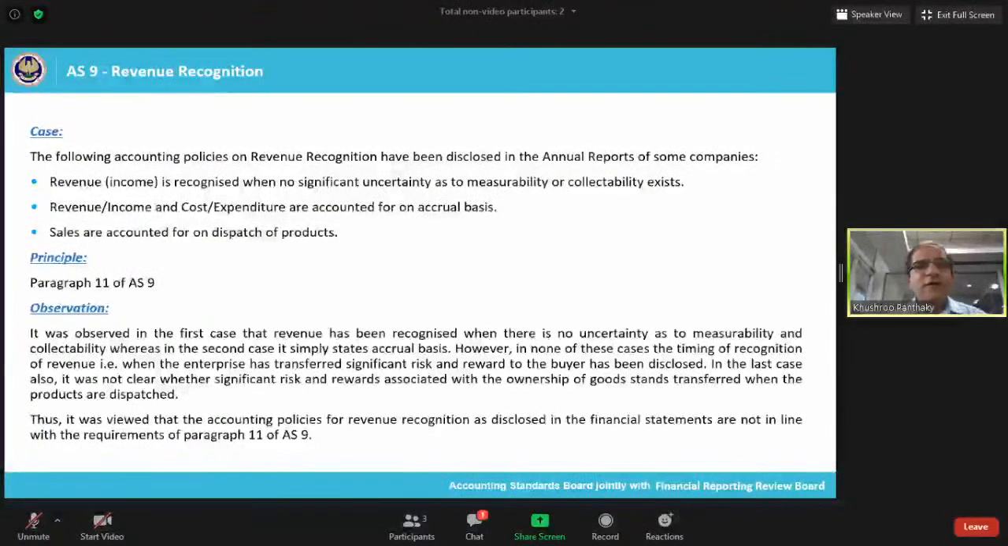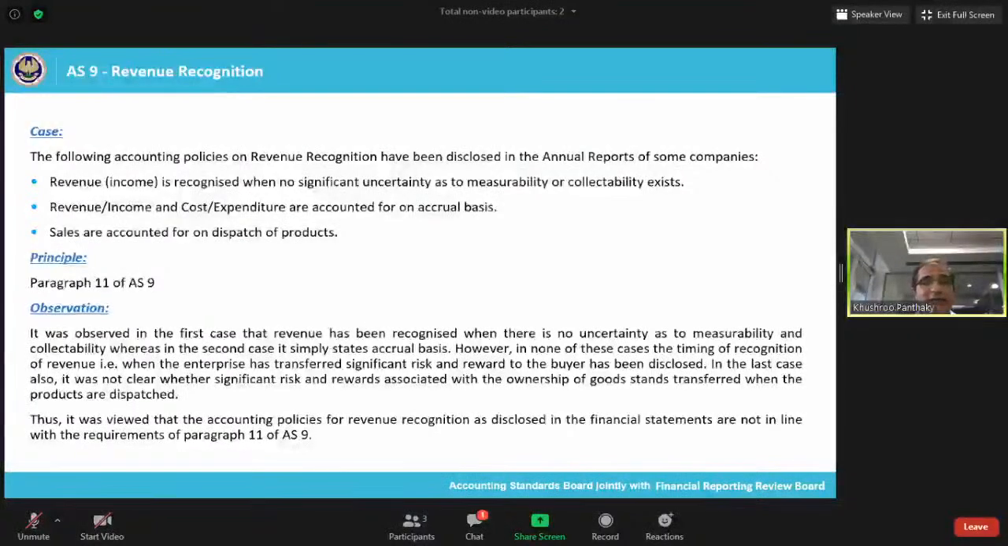Another accounting policy on revenue recognition which is being disclosed is: revenue or income is recognized when no significant uncertainty as to measurability or collectability exists, which is fine. Revenue is accounted on accrual basis. Sales are accounted on dispatch of products. This is again not correct. In the first case, revenue has been recognized when there is no uncertainty as to its measurability and collectability.